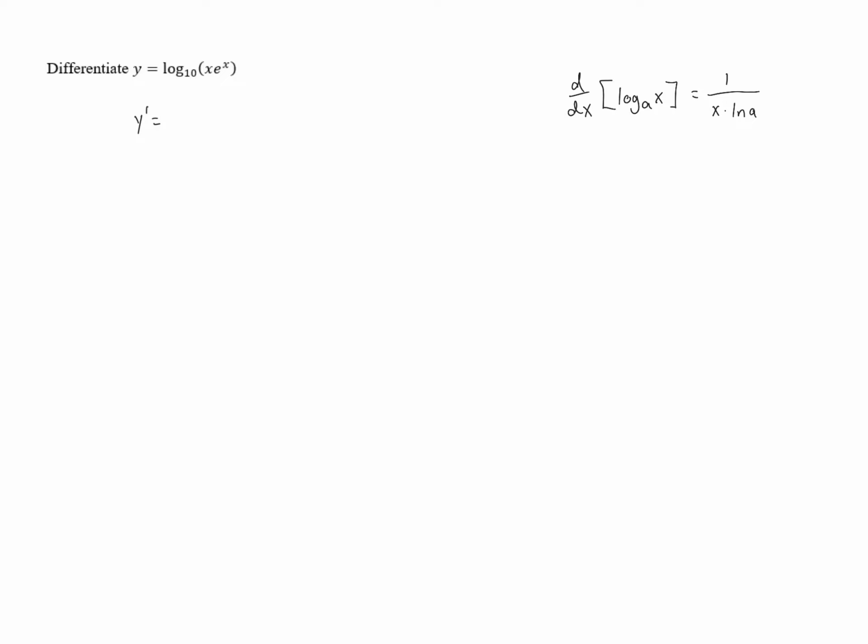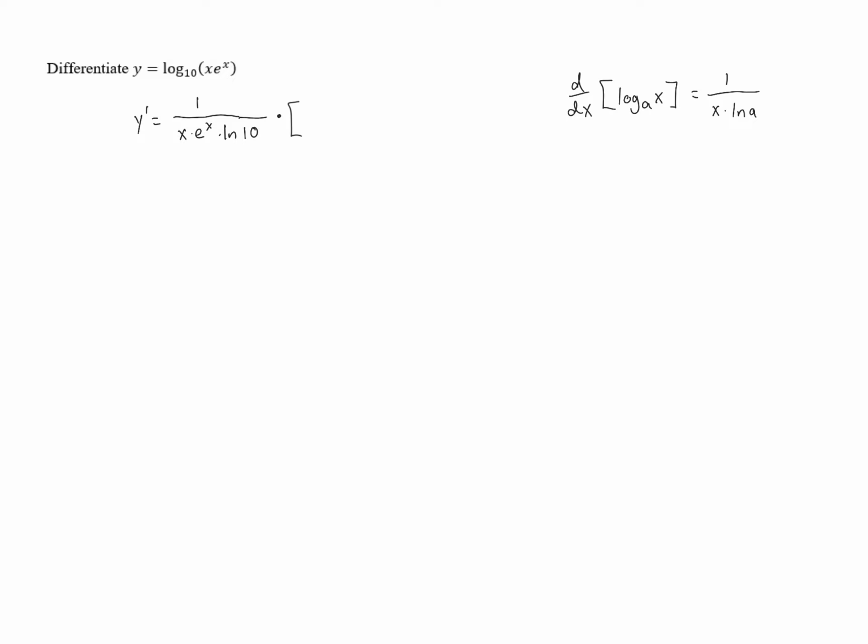When we're dealing with a composition of functions, we start with the outer function. So we've got the derivative of log base 10 of u. We know that that's going to be 1 over u, which in this case is x times e to the x, times ln of the base of that log, which in this case is 10. So that's the derivative of the outer function, and then times the derivative of the inner function, x e to the x. We're going to have to use the product rule.